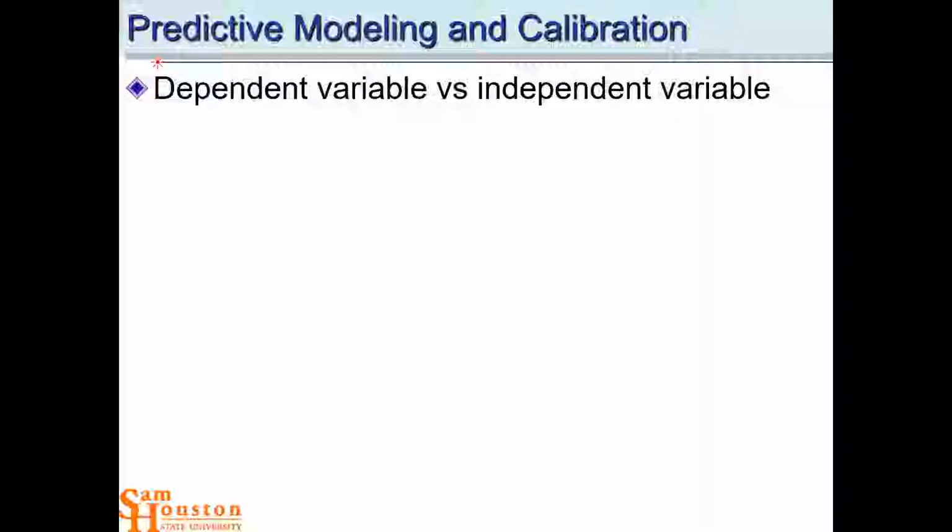And so let's talk about predictive modeling and calibration. There are some terms that we will use in here: the dependent variable versus the independent variable. The x-axis typically is the independent variable, that's the concentration, and then the signal depends upon the concentration. So the dependent variable is the signal that you're getting.